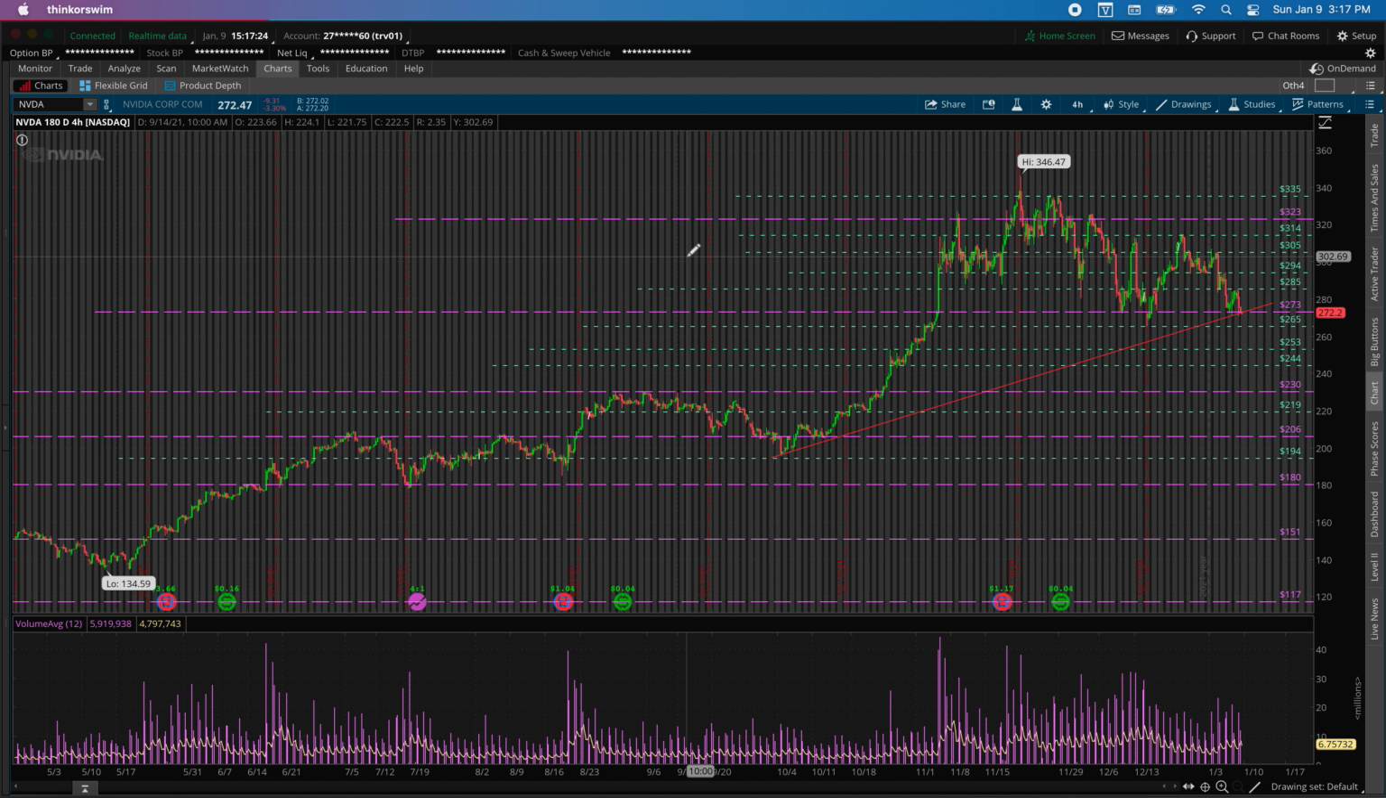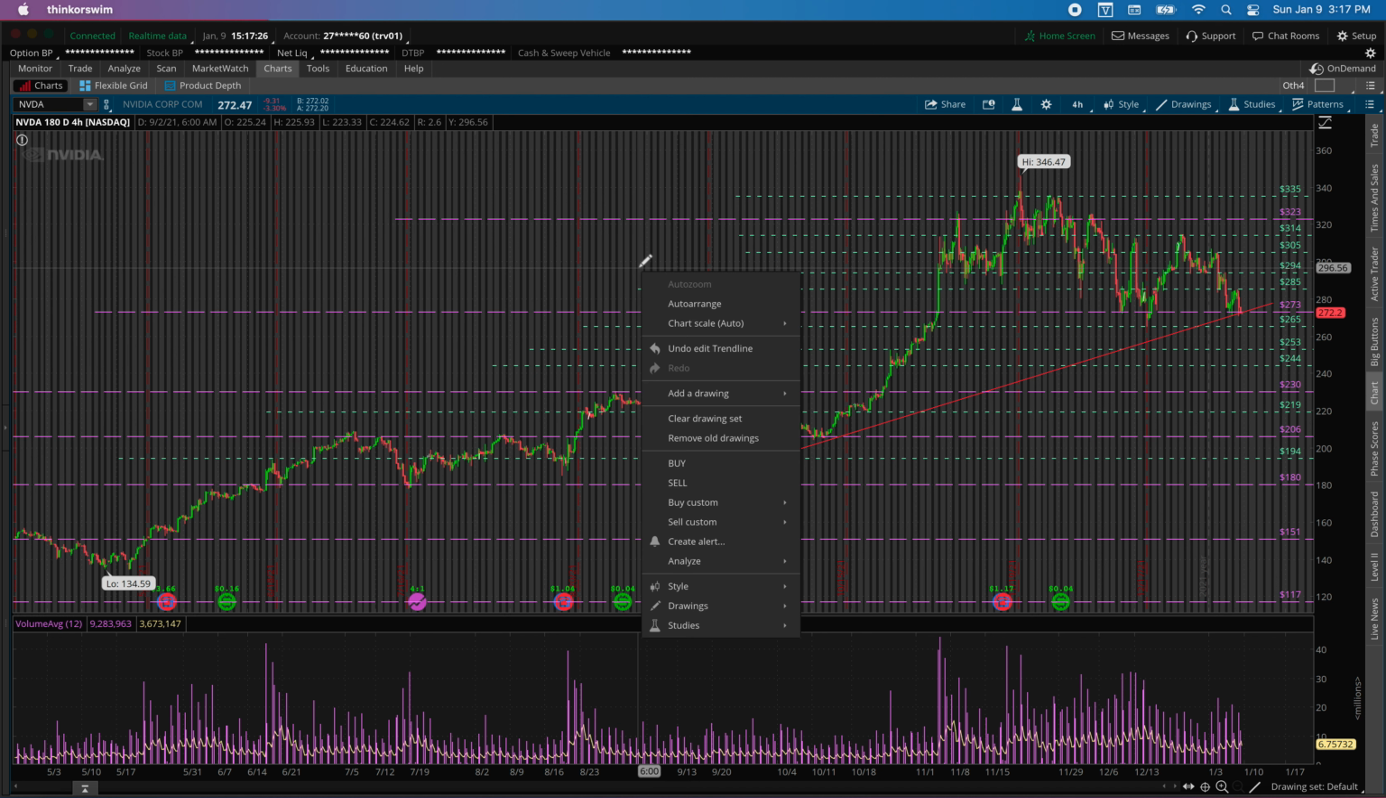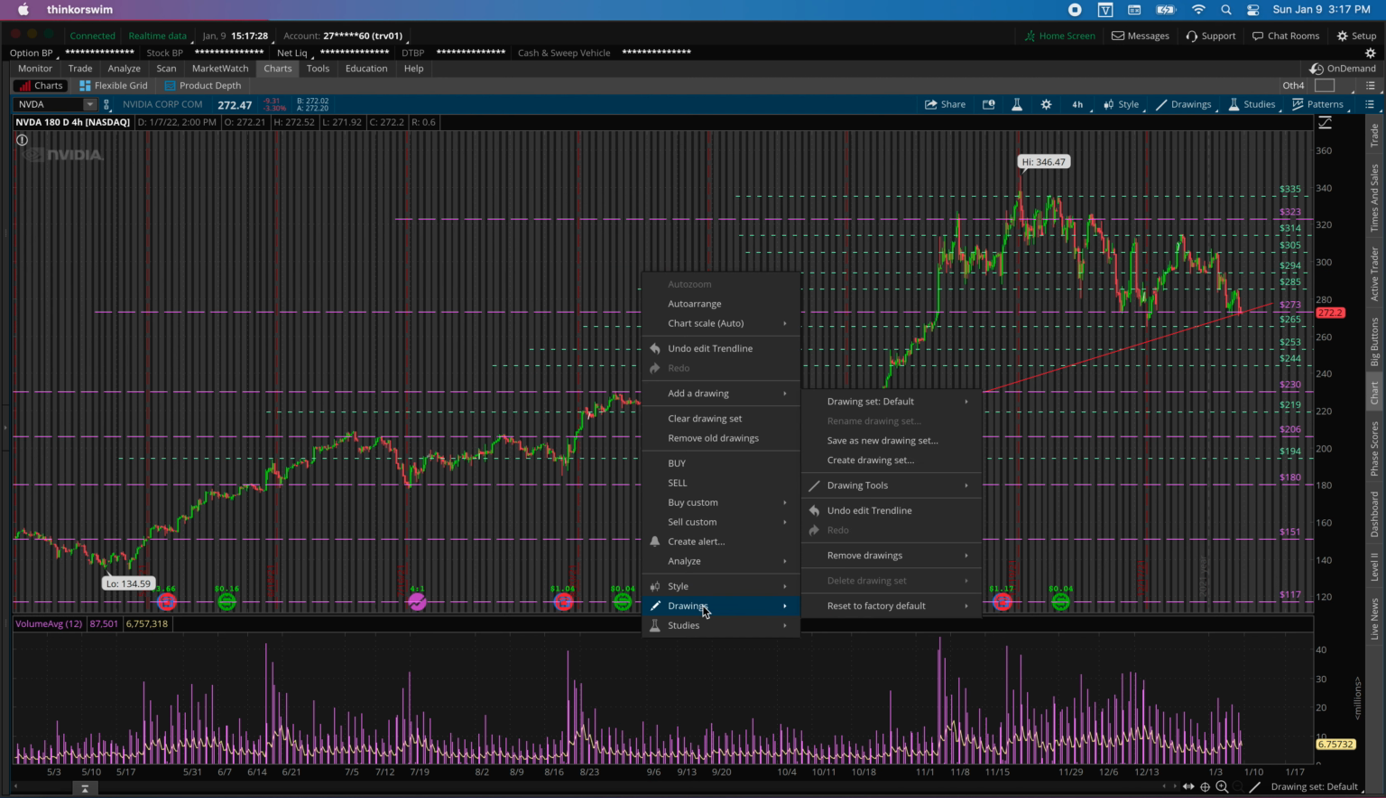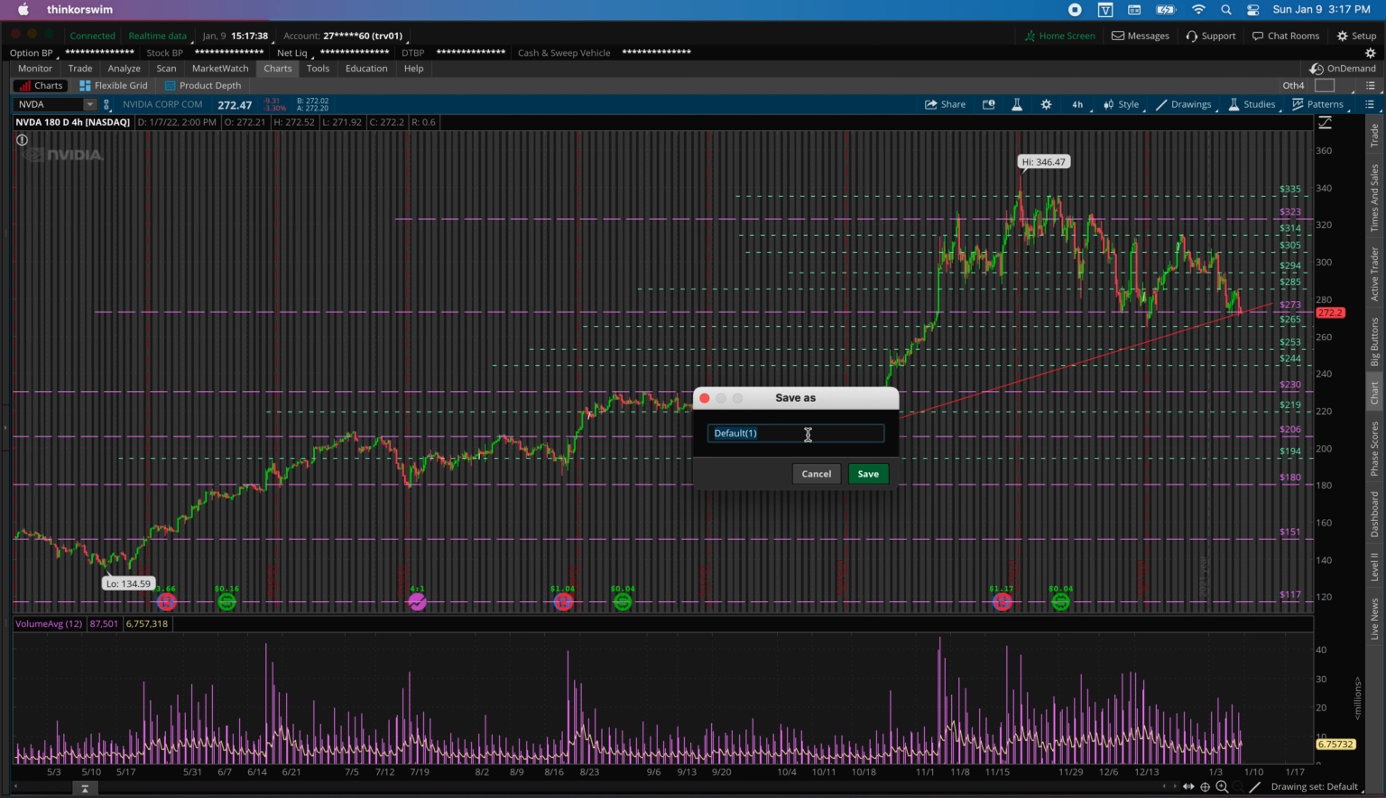So now that we have these levels here, what you want to do is right click, go into drawings, and then go to save as new drawing set. Okay, so you're going to name this the weekly. You're going to put W, comma, daily, comma, 4 hour. Okay, letting you know that those are the main levels that you charted here. So you're going to save. Now you have this saved, right?